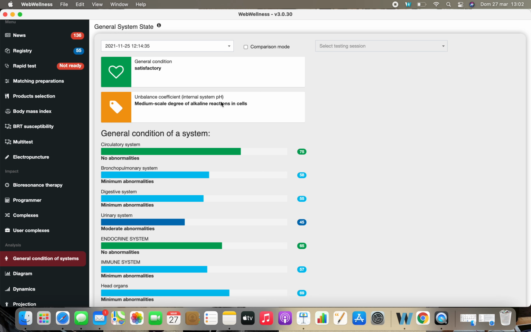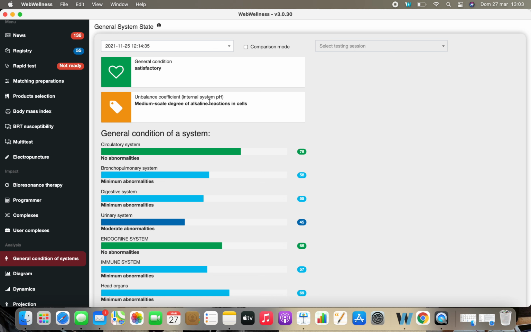Then we go to the pH. Maybe you already know about the pH and how the pH of the body should be maintained at a good level. If not, I recommend you just Google it. There is plenty of information about pH on the internet. What I want to say is that a medium-scale degree of alkaline reaction is a perfect condition, because otherwise it can show that there is an acid process in the body.